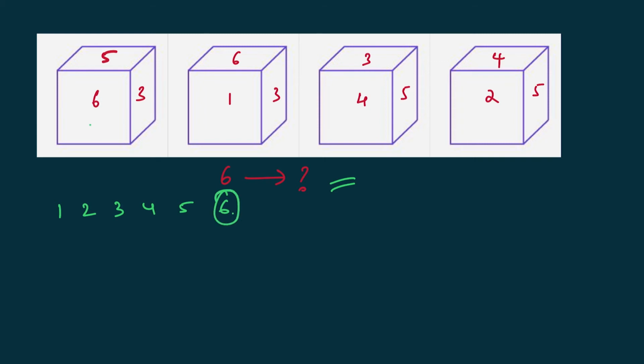So in the first figure, we can conclude that 5 and 3 will not be opposite to 6. And from the second figure, we can conclude that 1 and 3 will not be opposite to 6. So other than these first 2 diagrams, we can't find 6 in the third and fourth dice. So what do we have to do now?